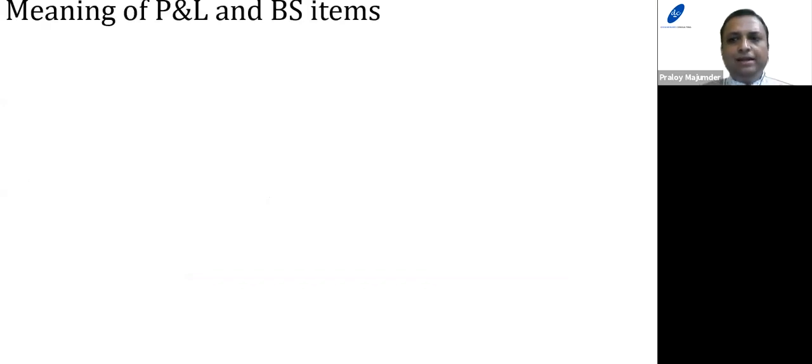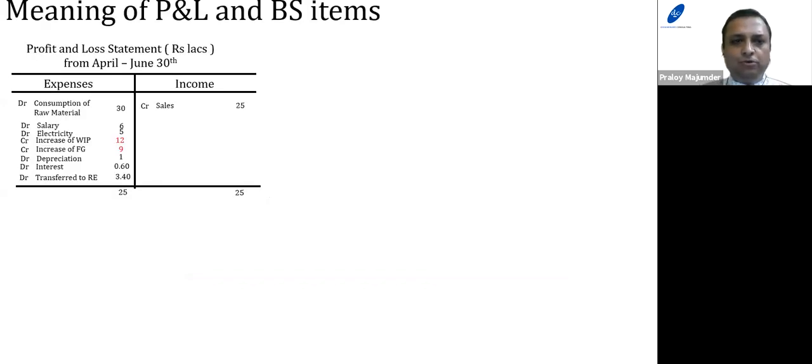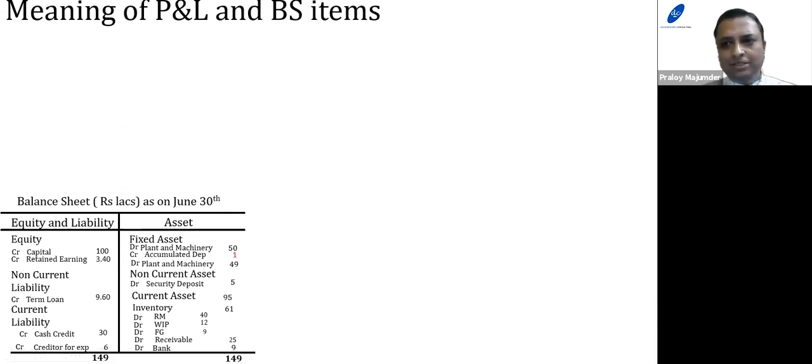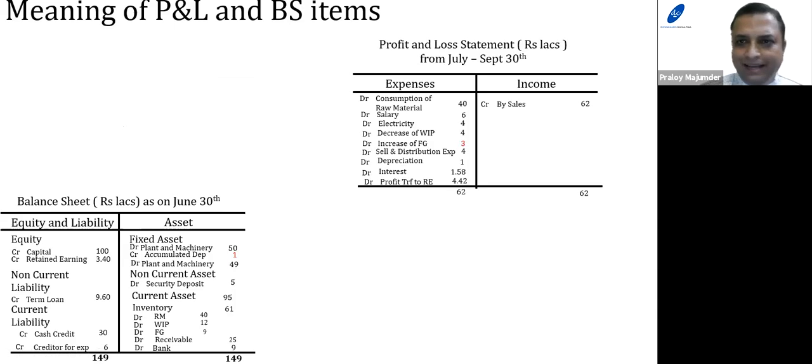Now, let us look at the P&L and balance sheet for 2 years. For the first period, we have done this profit and loss from April to June. This was the first period of the profit and loss and then the balance sheet. Now, when you do the second period, the first period profit and loss is closed. So for the second period from July to September, a new P&L would be starting.